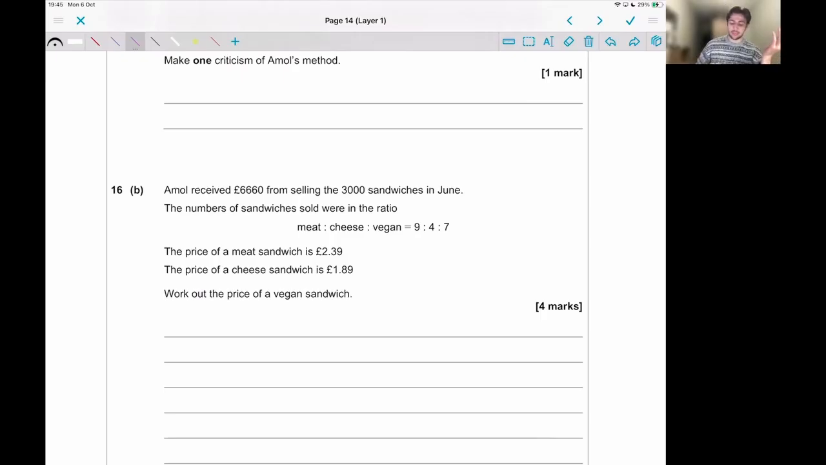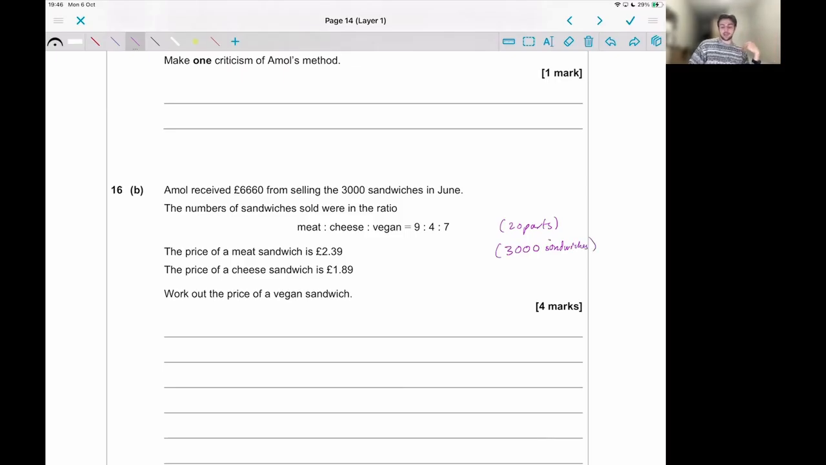Well, first thing we can do is we can size this ratio up to 3,000. So at the moment, 9 plus 4 plus 7, we've got a total number of parts of 20 parts. So at the moment, we've got 20 parts. But he didn't sell 20 sandwiches, he sold 3,000 sandwiches. So let's scale that up. 3,000 sandwiches.